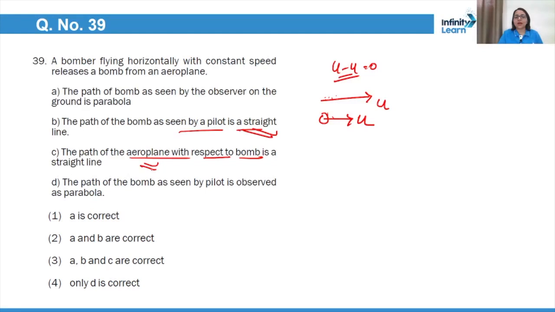But if someone observes this from the ground, it will be like this, a horizontal projectile. Why? Because u is the horizontal velocity and acceleration due to gravity is in the vertically downward direction. So this will follow a parabolic path. So path of the bomb as seen by the observer on the ground will be a parabola. So we have 3 statements correct, 1, 2 and 3. So correct answer is option 3.